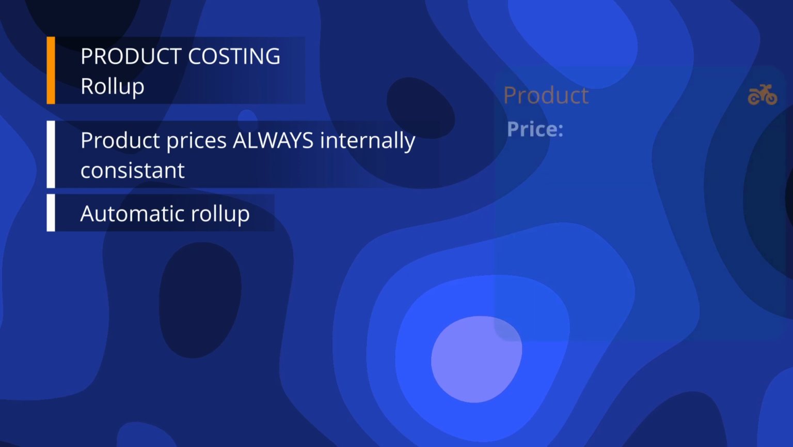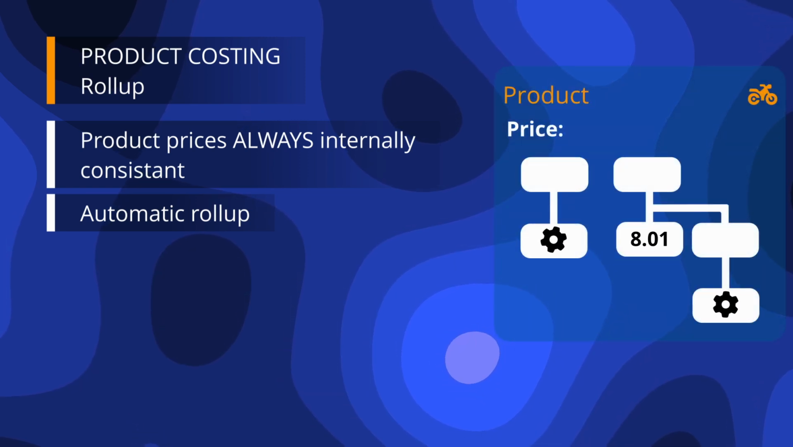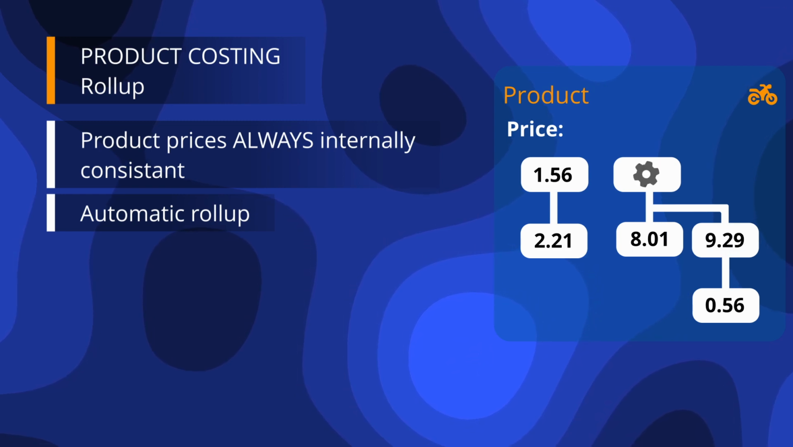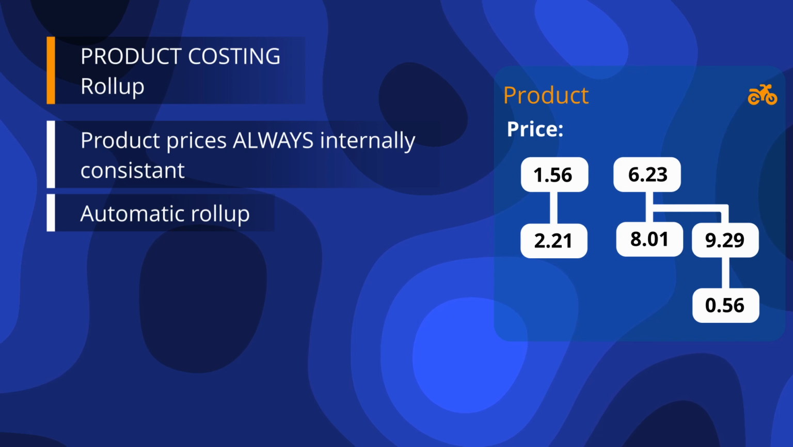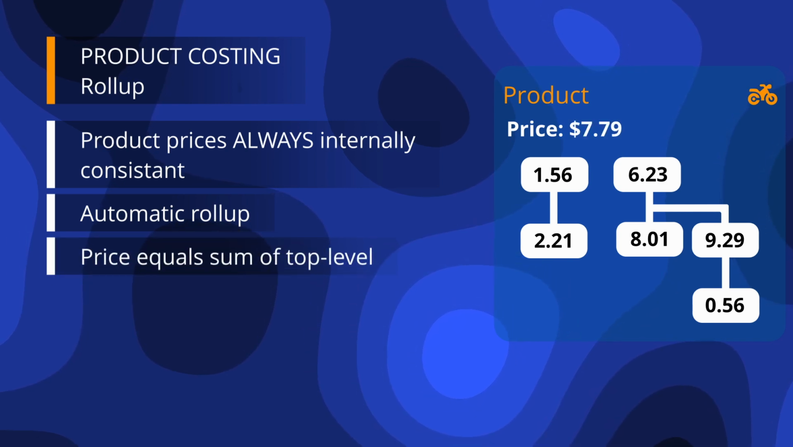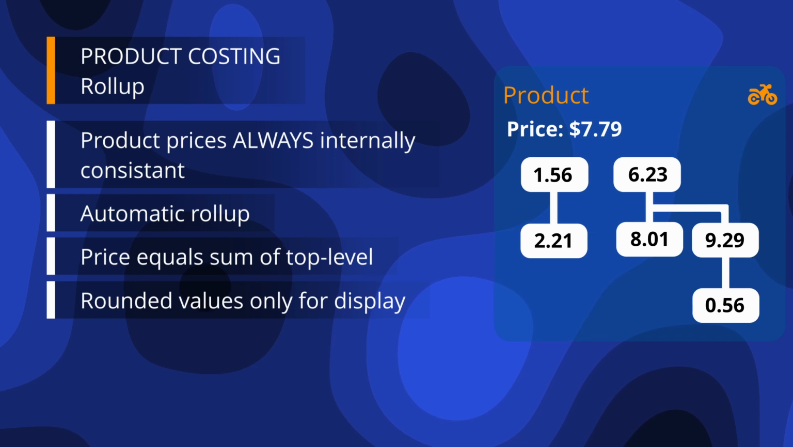For each affected product, Mercenter starts with the lowest level product cost items and executes their generated formulas to determine their values, working upwards until it reaches the top level. The price of the product then is simply the sum of the values of these top-level product cost items. Although rounded values are displayed by the portal, Mercenter actually never rounds values for any calculation step.